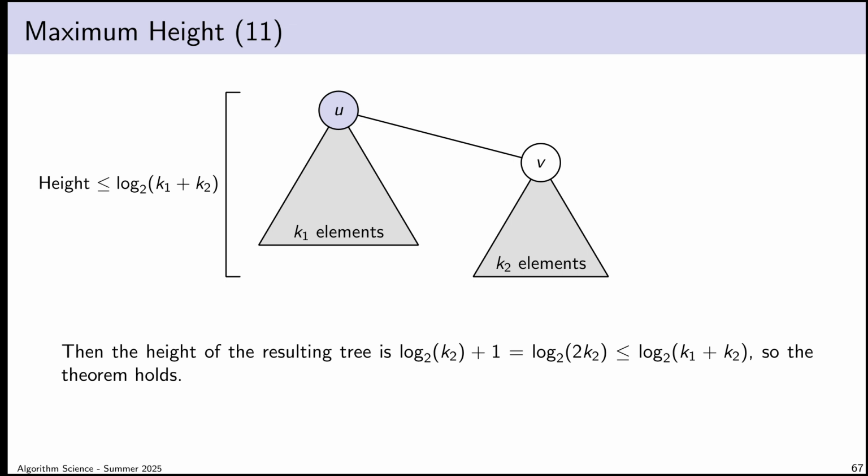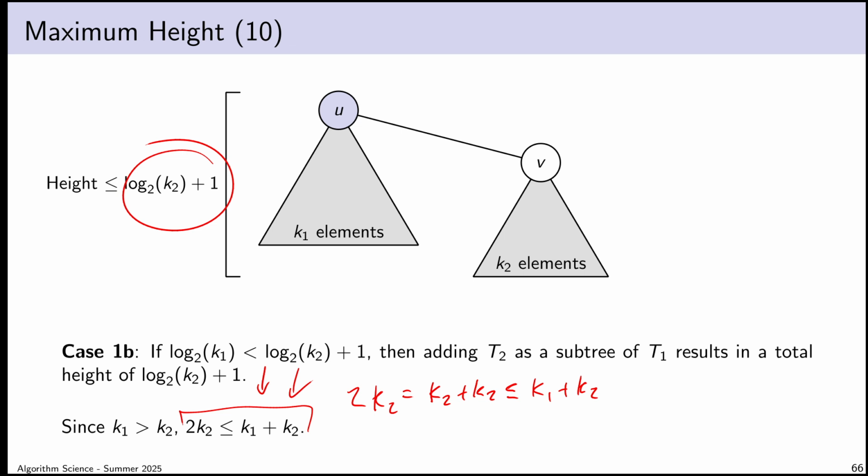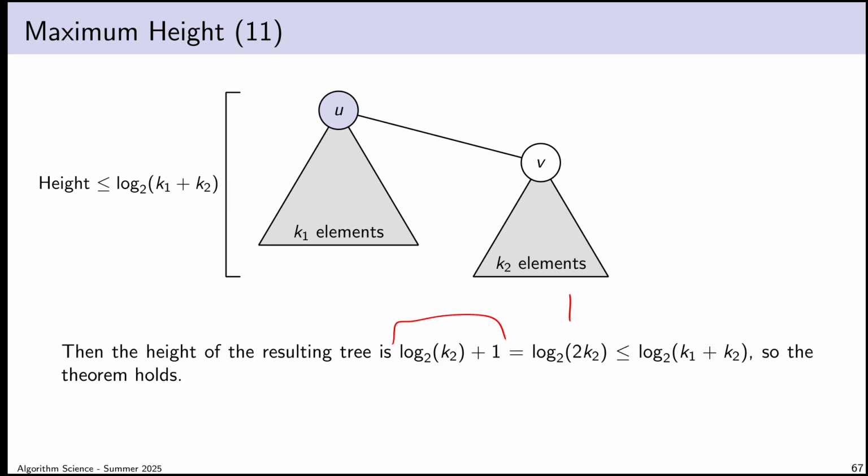Okay, so the height of the new tree is this. It's log base 2 of K2, all plus 1. We saw that on this slide here. And that is equal to log of 2 times K2, because of logarithm shenanigans. So if I use the law of logarithms on this, we've done this before.